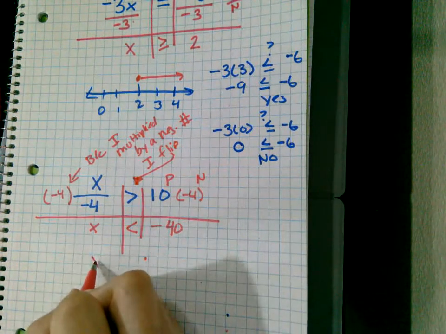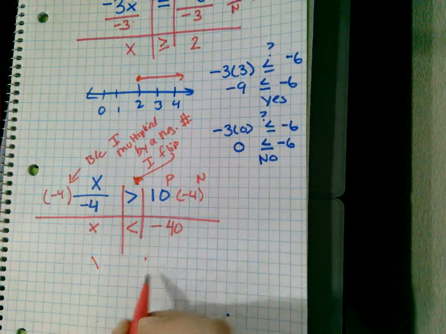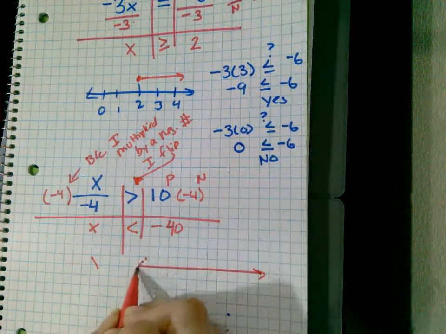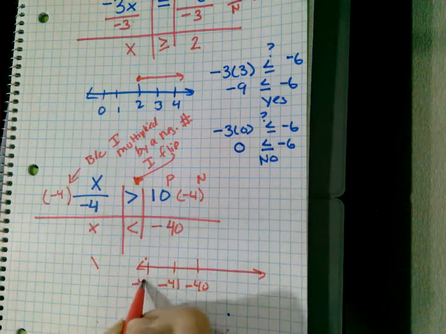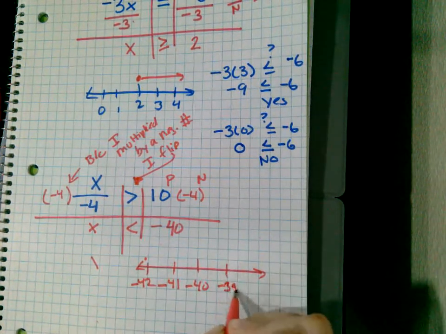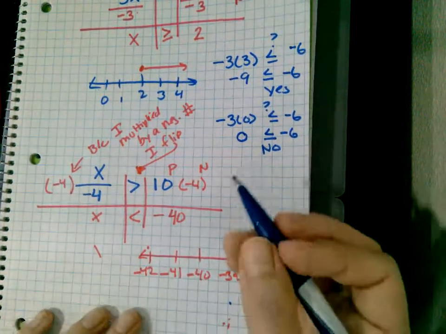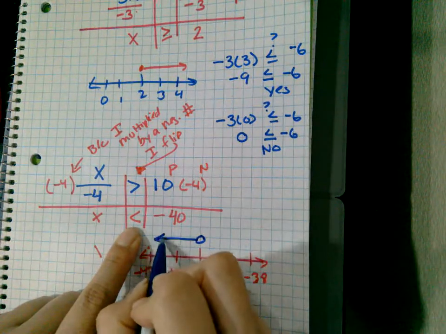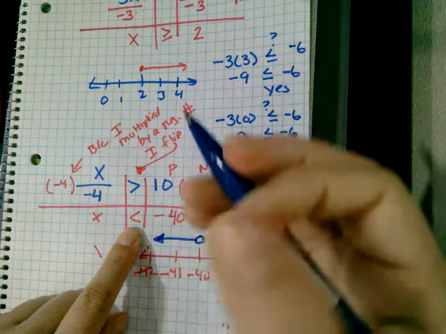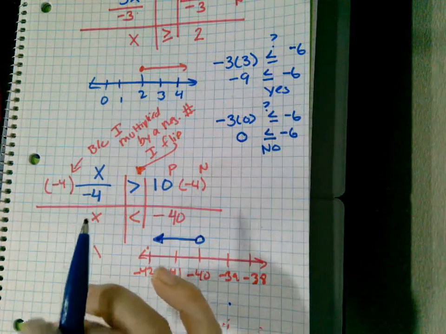Okay, so x is less than -40. So now I'm going to graph it. -40, -41, -42, -39, -38. It is going to be an open circle and I'm going to shade to the left. Okay, so this is like level 100 of inequalities.